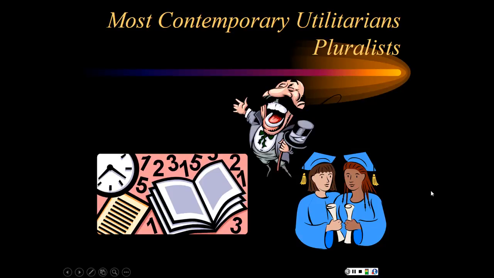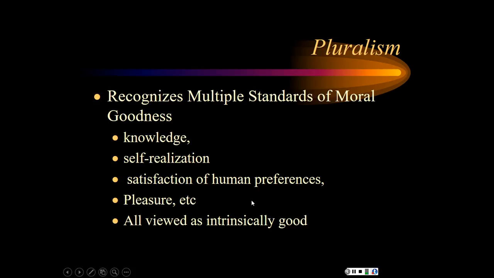And the word pluralism can have many meanings, but in this context, pluralism means adopting multiple standards for good. In other words, a pluralist can agree with the hedonist that pleasure or happiness, as you see in this list, is an unqualified good. But where pluralists depart from hedonists is in saying, yes, but there are other psychological states that also are to be sought for their own sake and are valuable. Knowledge as an unqualified good in itself, self-realization, the satisfaction of human preferences.